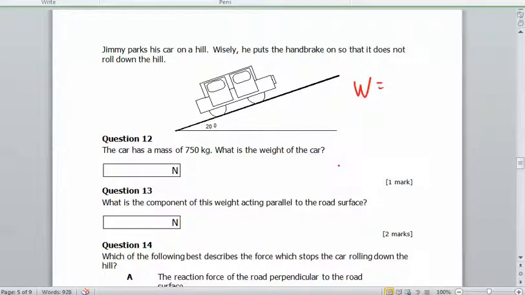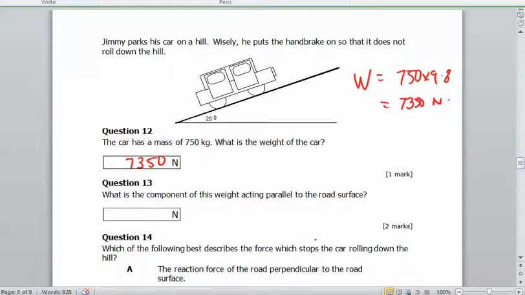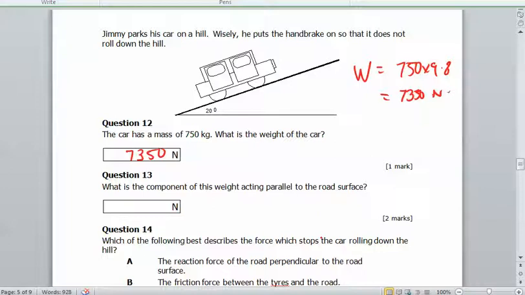Well, its mass is 750 kilograms. What's weight though? Weight is a force. So, okay, good. So 750 times 9.8, which is, what's that? 7,350 newtons. Okay, so this car weighs 7,350 newtons. And what is the component of the weight acting parallel to the road surface? Well, let's draw our diagram. We've got W here, and our normal force is perpendicular.